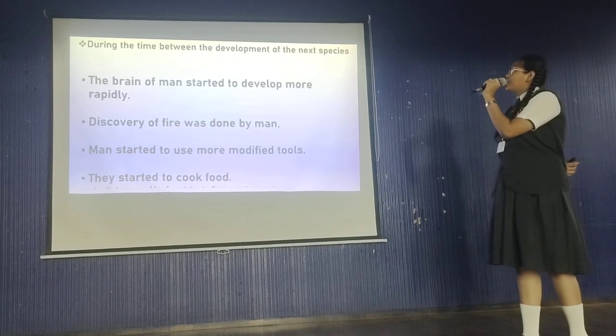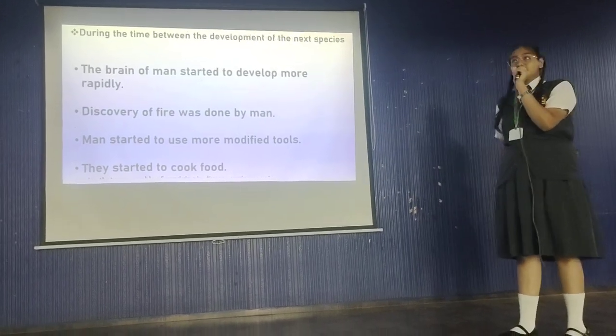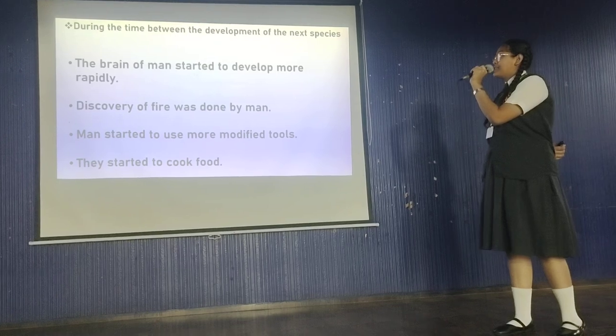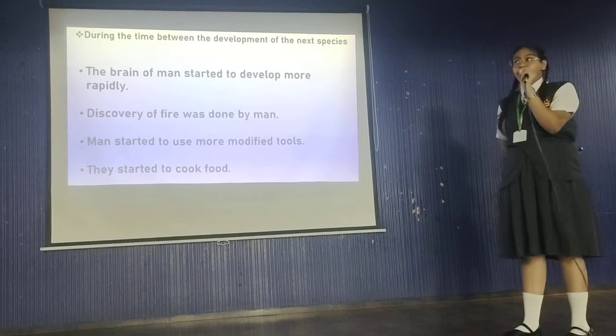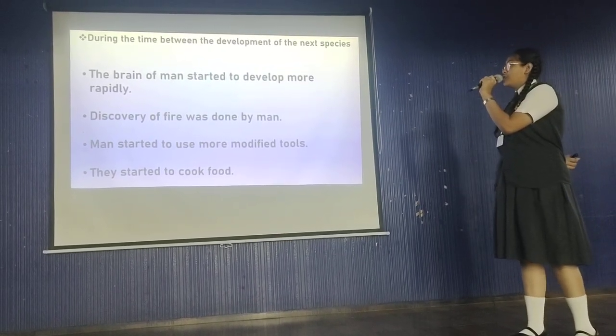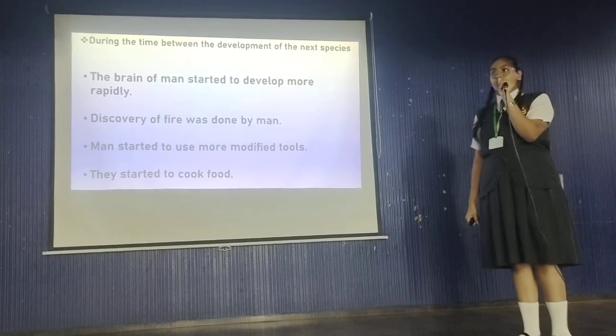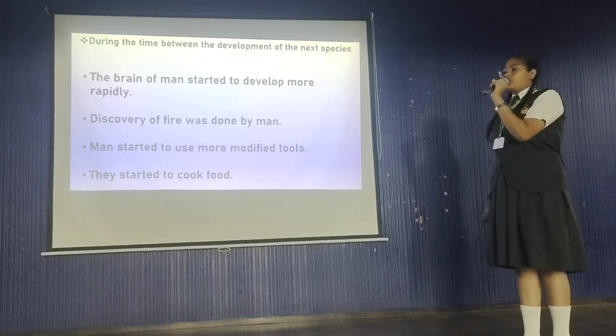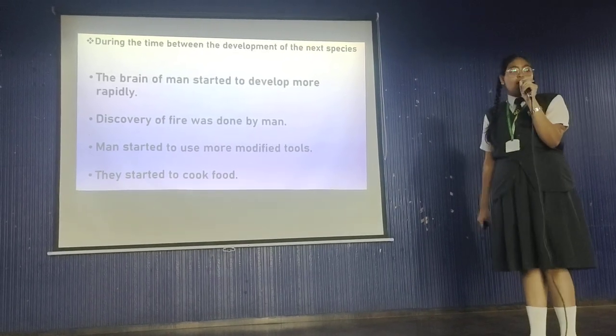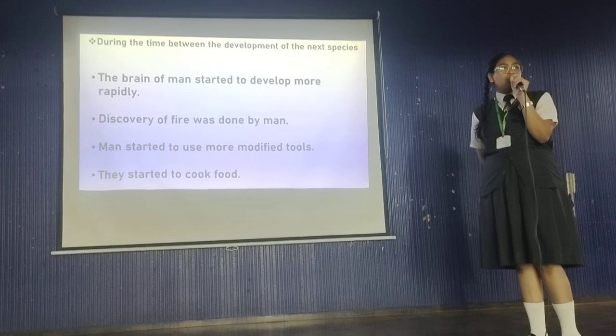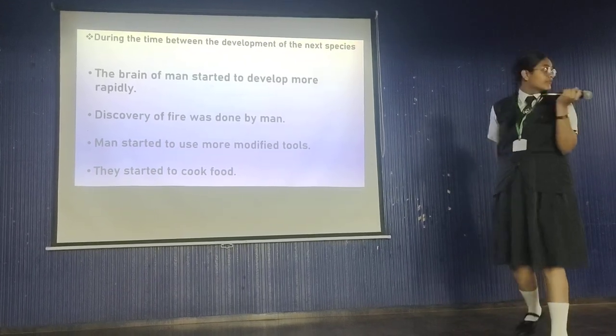During the time between the development of the next species, the brain of man started to develop more rapidly. Discovery of fire was made by man. Man started to use more modified food. They started to cook food. Further, I would like to hand over the mic to Shashank for the next slides.